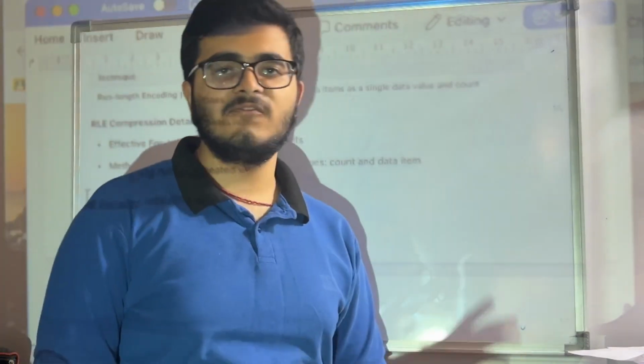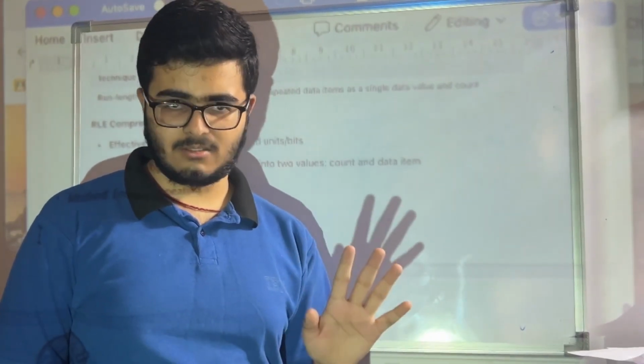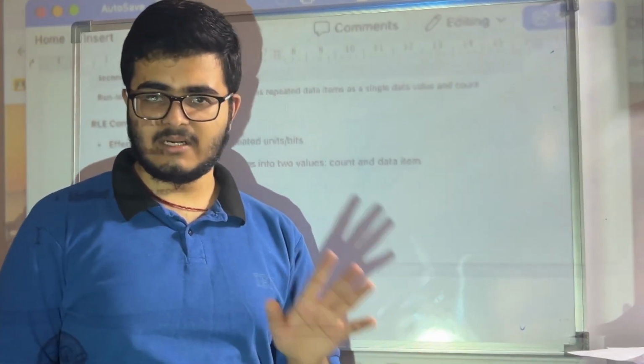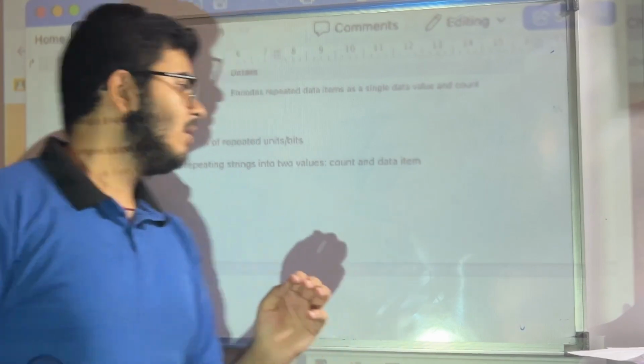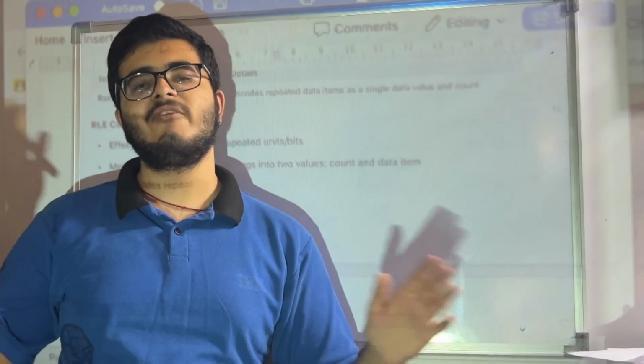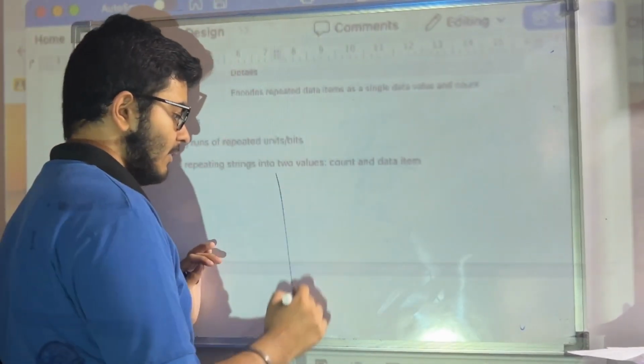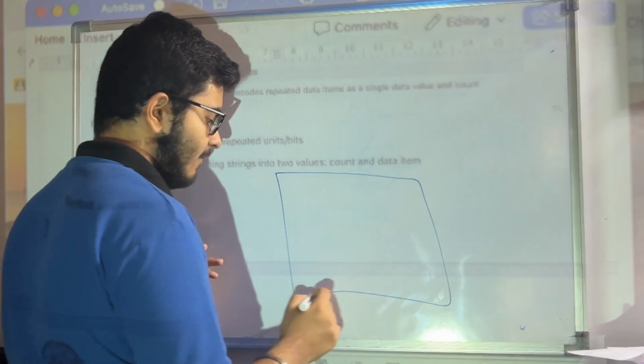RLE is a lossless file compression. It is a type of lossless compression. What RLE does is, it can only work when I have a large amount of repeated data. So let's look at one example. Suppose this is my image file.